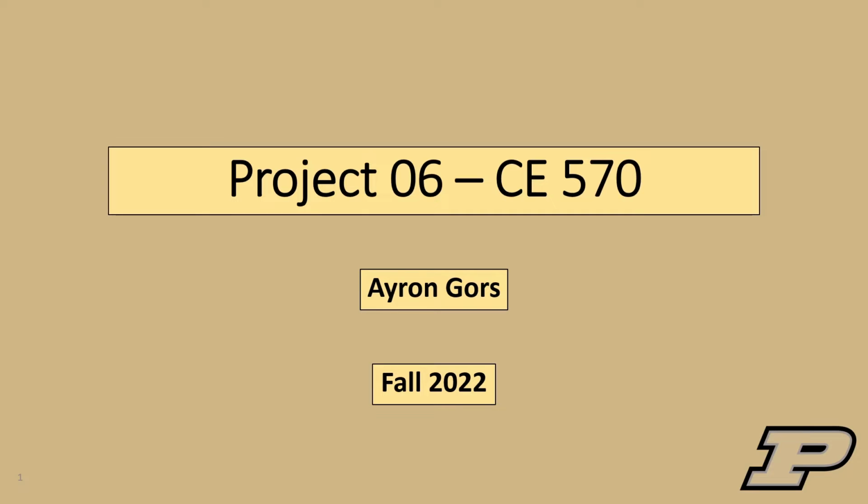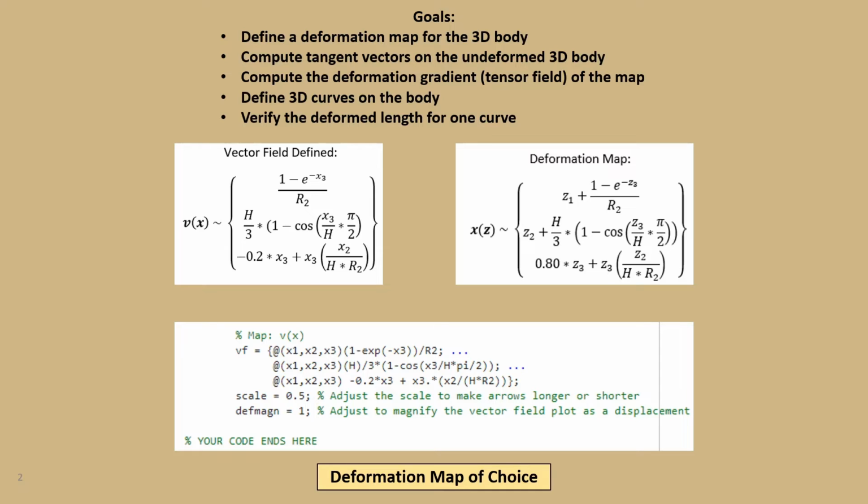This is my Project 6 presentation for CE570. The goal for this week's project was to define a deformation map for the 3D body of our choosing, to compute the tangent vectors on the undeformed 3D body of our choice, to compute the deformation gradient or the tensor field of the deformation map, and then to define some 3D curves along our body, and then to verify one of the lengths of the deformed curve after deformation has taken place.